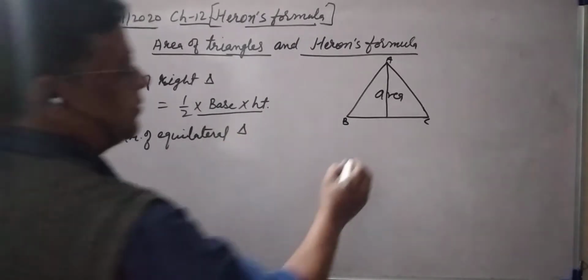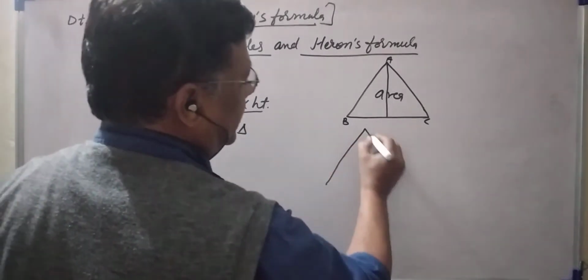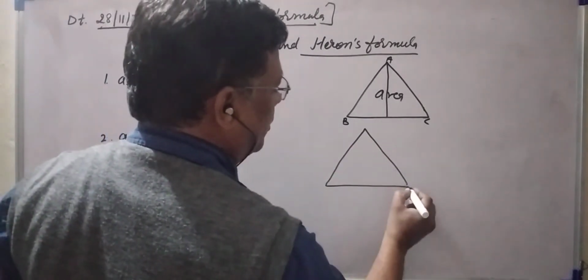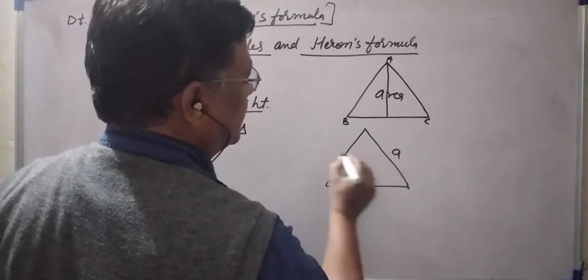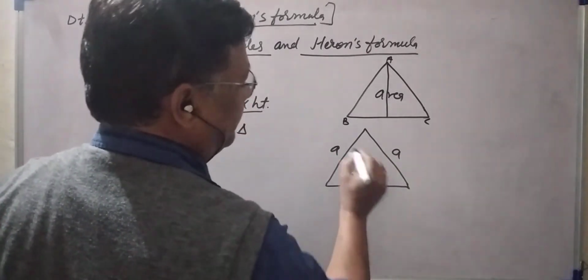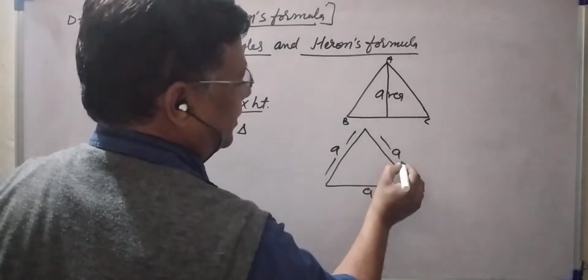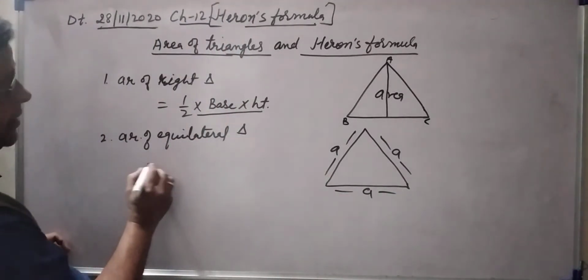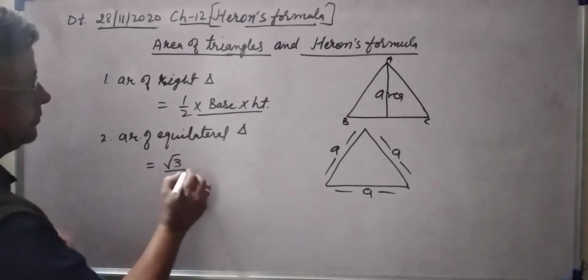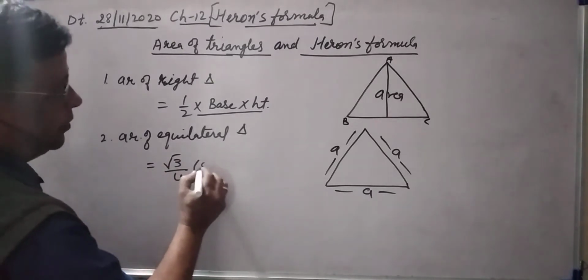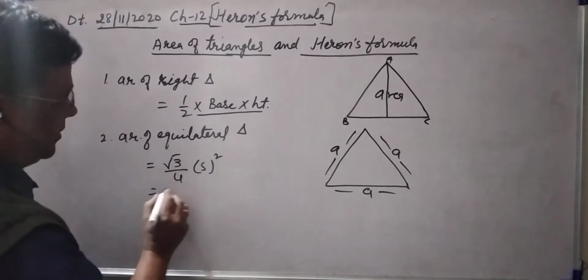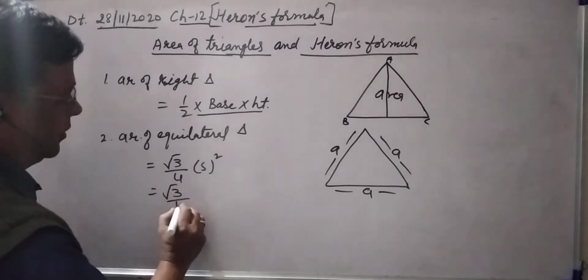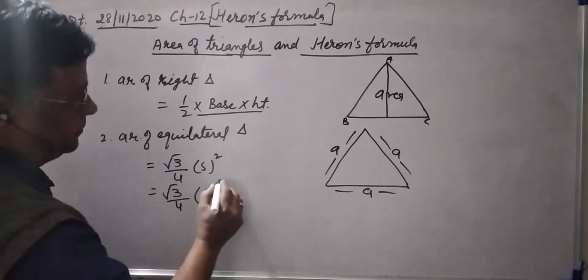Now second is the area of an equilateral triangle. We all know what an equilateral triangle is: the triangle whose all sides are equal. Suppose the side of the triangle is A. The length of each side of the triangle is A. Then the area is root 3 by 4 side square. So here you can write root 3 by 4 A square.